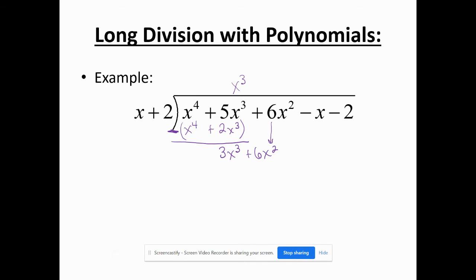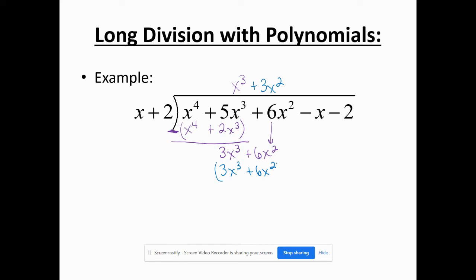Now let me switch colors. And now I'm going to start that process all over again. So I ask myself, what do I have to multiply x by to get 3x to the third? Well, I need a 3x squared. 3x squared times an x would get me 3x to the third. 3x squared times 2 will get me plus 6x squared.